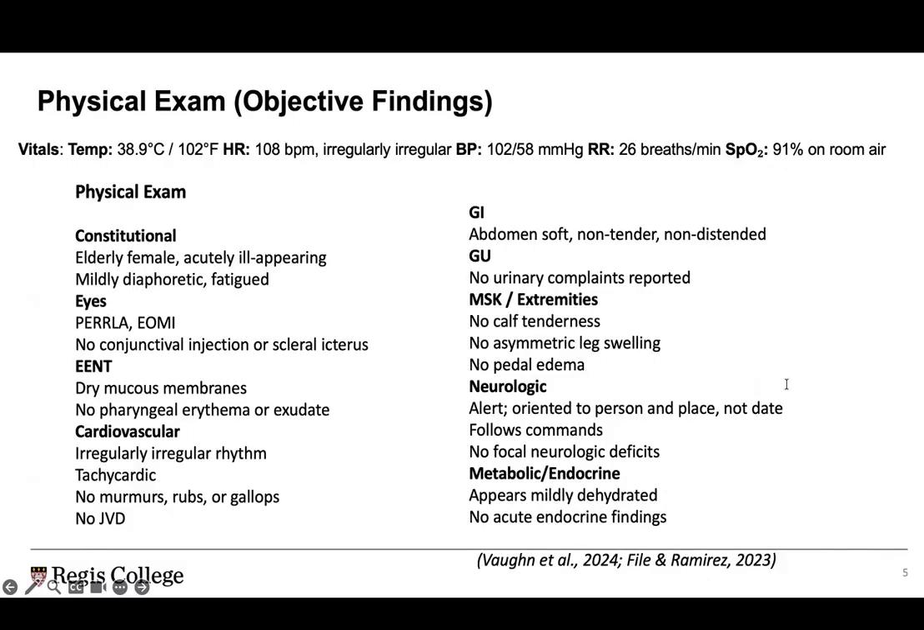Before I even completed the physical examination, my overall impression was that this patient appeared significantly more ill than many patients we evaluate in the outpatient setting. She was mildly diaphoretic, appeared fatigued, and was visibly short of breath while speaking in complete sentences. Her vital signs immediately raised concern. She was febrile at 102 degrees, tachycardic with a heart rate of 108, mildly hypotensive at 102/58, with a respiratory rate of 26 breaths per minute and an oxygen saturation of 91% on room air. Taken together, these findings suggested systemic infection with respiratory compromise.